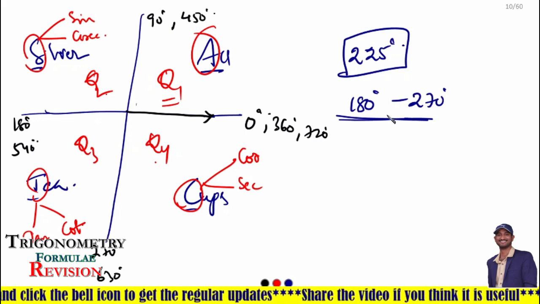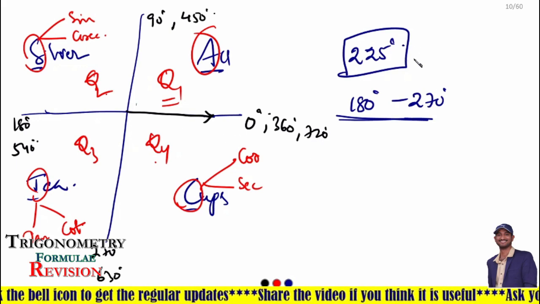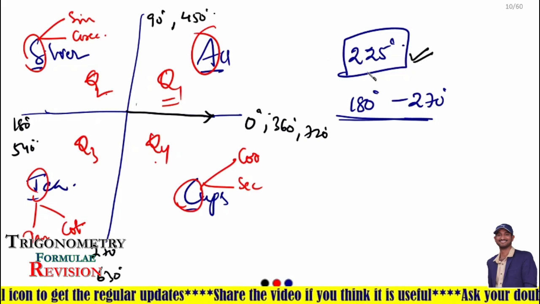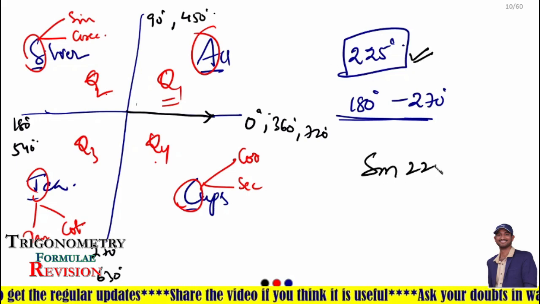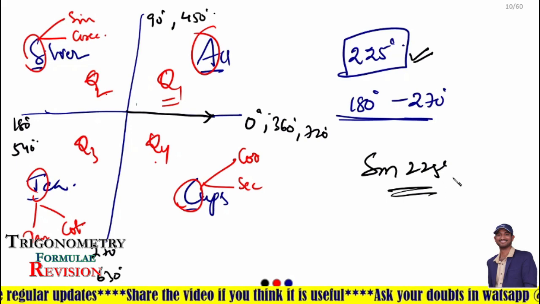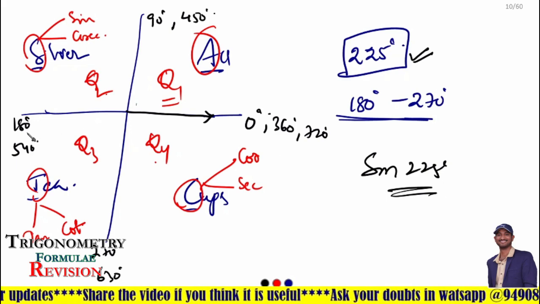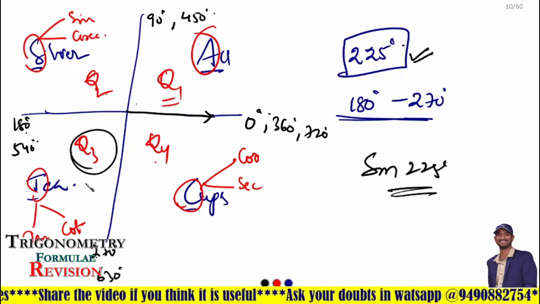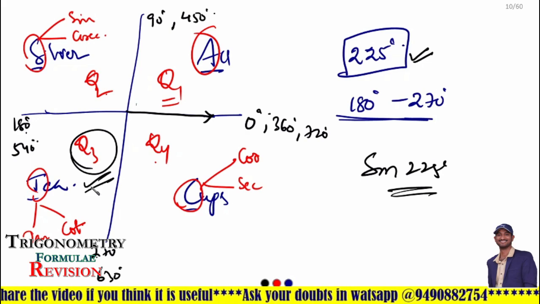So when I want to find out the value of sine 225, how do you solve this? 225 lies between 180 and 270, that is Q3. Yes or no? Third quadrant.